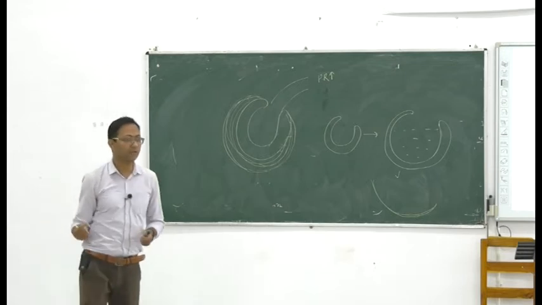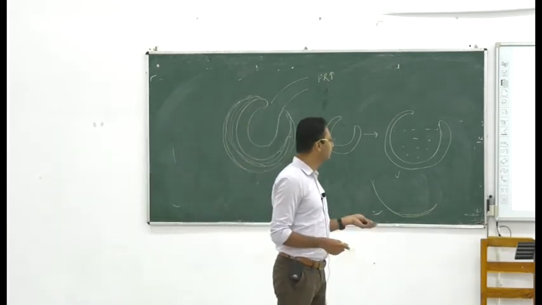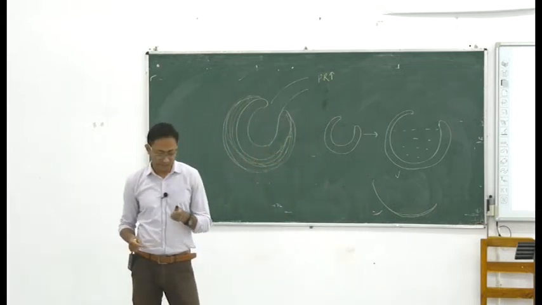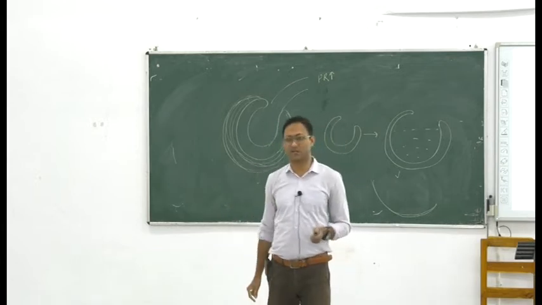Correct? Okay? So what is the process of reduced ejection fraction heart failure? Hypertension, hypertension, dilated cardiomyopathy. Right? Okay. Move on. Now we are moving to diastolic heart failure.